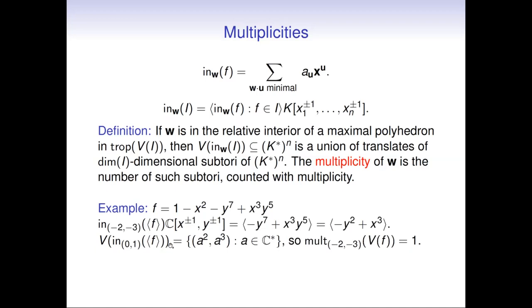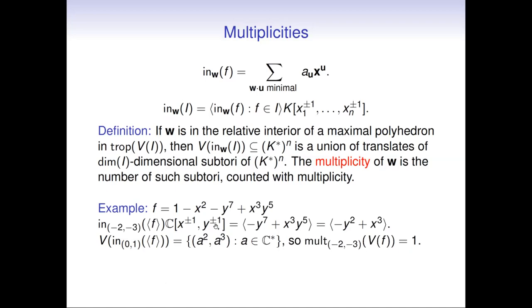Okay, so again, what are we saying? I start with a variety, and the multiplicities I'm going to associate to it come from this: we take a W in the maximal polyhedra, we pass to the initial ideal, geometrically we take the limit of this one-parameter torus action, and then we end up with a union of subtori, and we count how many we have, counted with multiplicity. And that gives us a weighting on the fan, and the claim is that it's balanced with respect to that weighting.